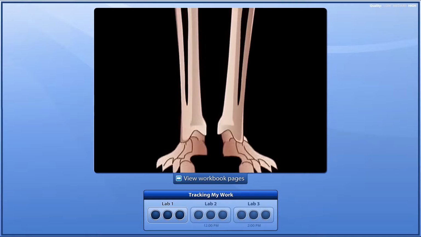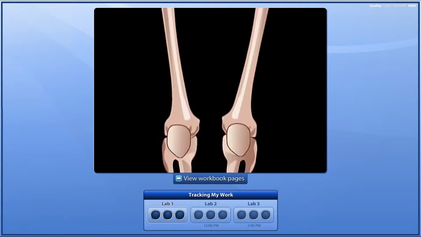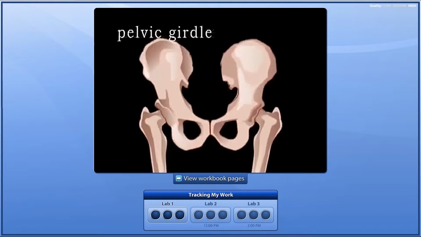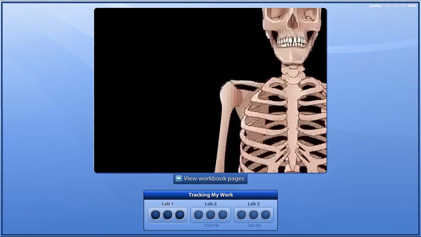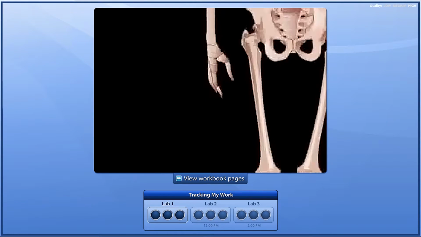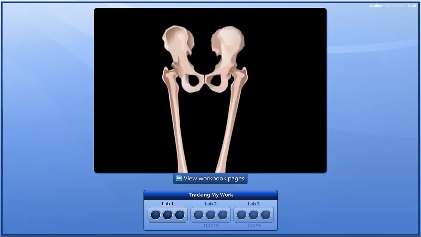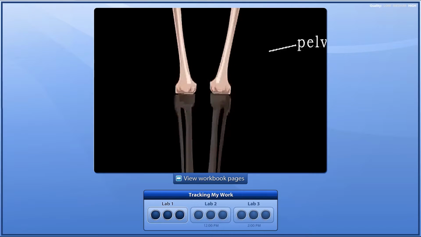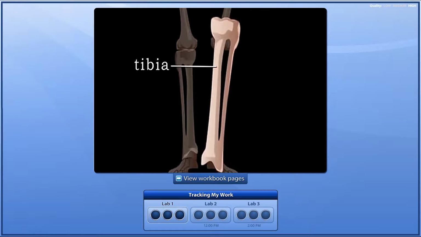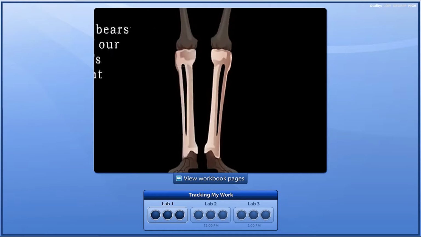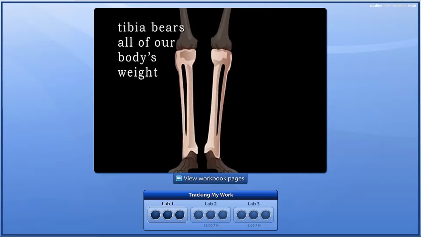The bones of the lower extremities, or legs, are connected to the axial skeleton via the pelvic girdle. The longest, heaviest, and strongest bone in the body is the femur, commonly called the thigh bone. At one end, it is connected to the pelvis, and at the other end, to the lower leg, which is made up of the tibia, or shin bone, and fibula. The tibia bears all of our body's weight. The fibula bears no weight at all.